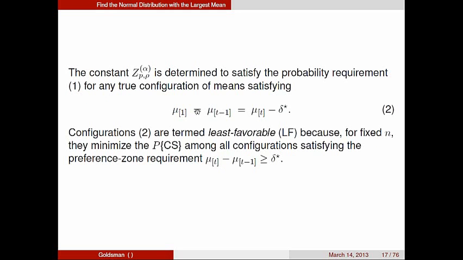And it turns out this constant is determined to satisfy what I call the least favorable configuration. In English, the least favorable configuration sort of means a worst case configuration to satisfy the problem goal that I have. I'm going to tell you, don't worry about that for now, but what it is, it's the configuration of all the contending means that minimizes the PCS, probability of correct selection, yet satisfies this constraint that we had. Okay, don't worry about it, it's a technical condition.